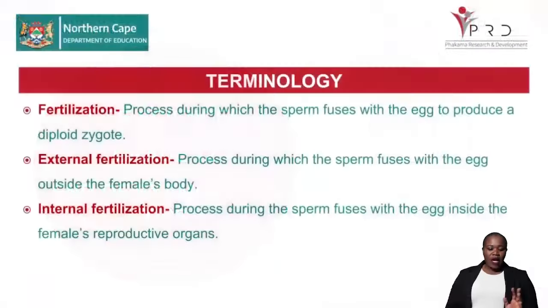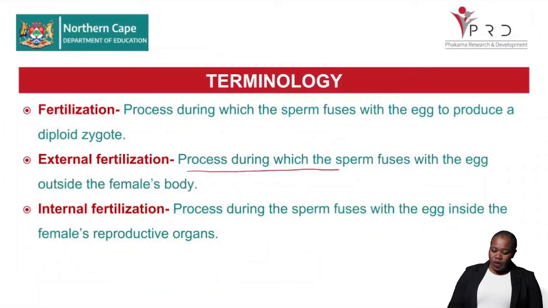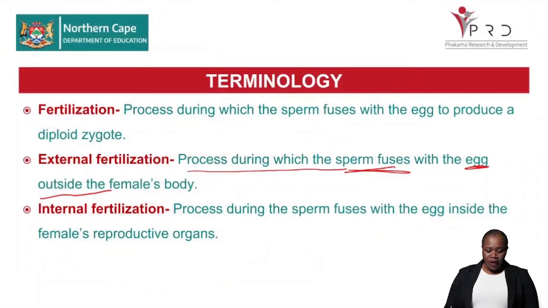So the first one would be fertilization. Remember, we'll be looking at internal and external fertilization. So let's first understand what is fertilization. Here we are looking at a process during which the sperm fuses with the egg to produce a diploid zygote, right? And then secondly, we have external fertilization. This is a process during which the sperm fuses with the egg outside of the female's body. Okay, outside. External means outside, right? Internal fertilization, this is the process during which the sperm fuses with the egg inside the female's reproductive organs.